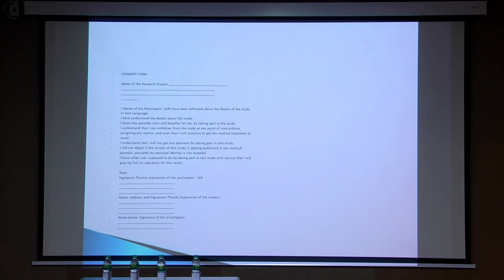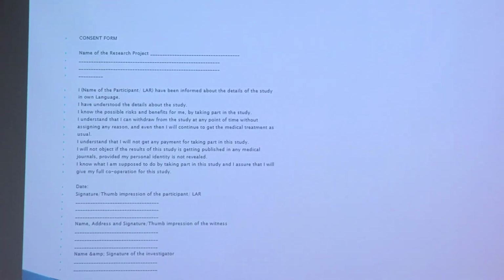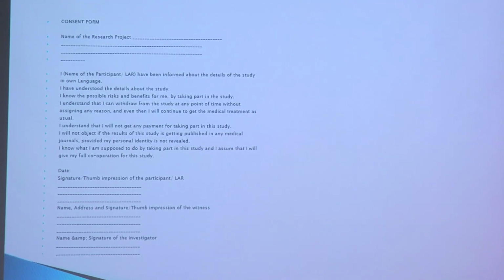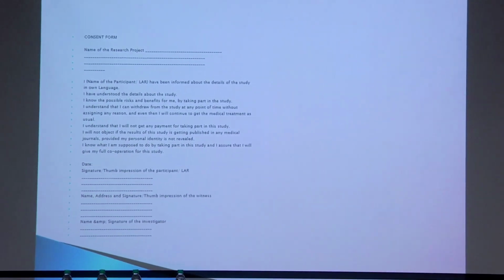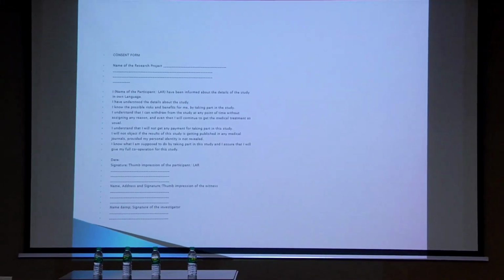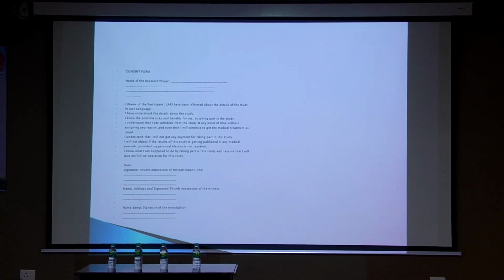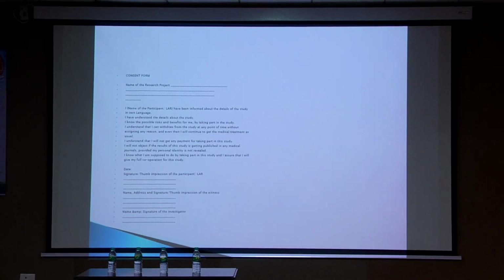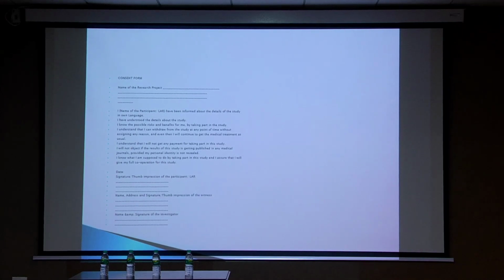This is our institute consent form, and it has to be converted into both English and Tamil. Name of the participant: I have understood the details about the study. I know the possible risk and benefit, and that I can withdraw at any time without assigning any reason. I understand that I will not get any payment for taking part in this study. I will not object if the results of this study are published in any medical journal, provided my personal identity is not revealed. I know what I am supposed to do by taking part in this study, and I assure that I will give my full cooperation.